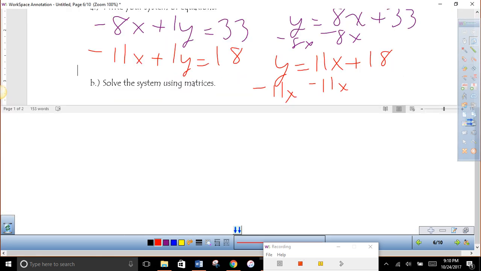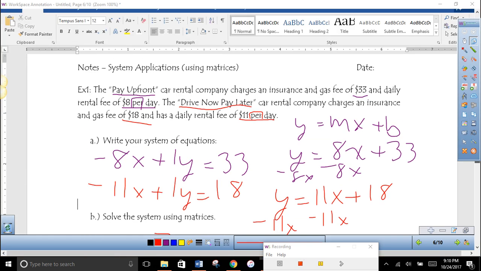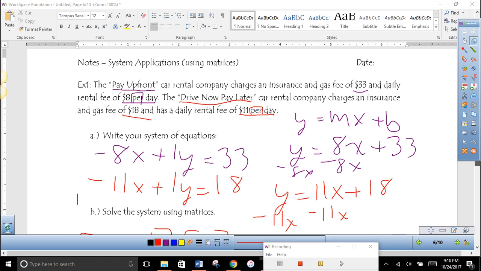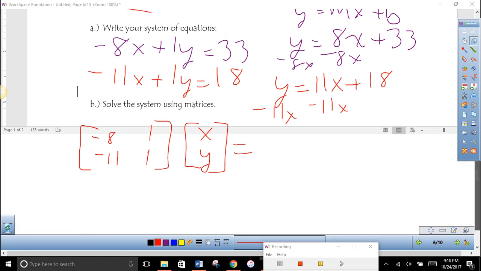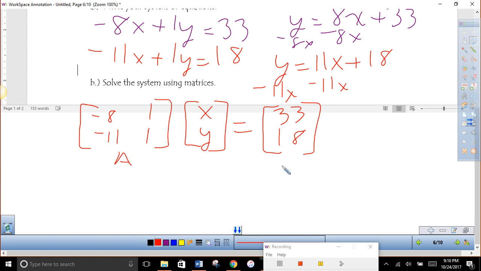So let me go down here and get some room. So my first matrix has negative 8, it has negative 11, it has 1, it has 1. My second matrix is my variables, which in this case is going to be x and y. You can make them different letters if it helps you out. So for this problem in particular, the x value is standing for the days. Y value is how much it costs. So maybe you want to use B and C. Okay, that would be perfectly fine. And it's going to equal my constants here of 33 and 18. Okay, so this is my A, and this is my B.